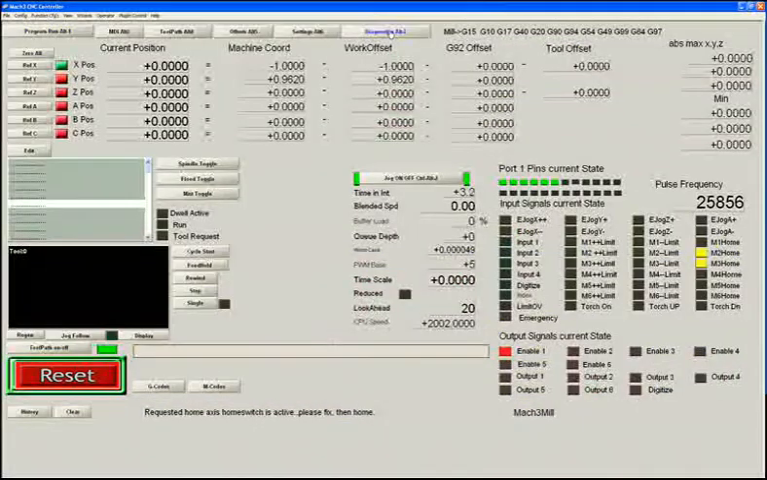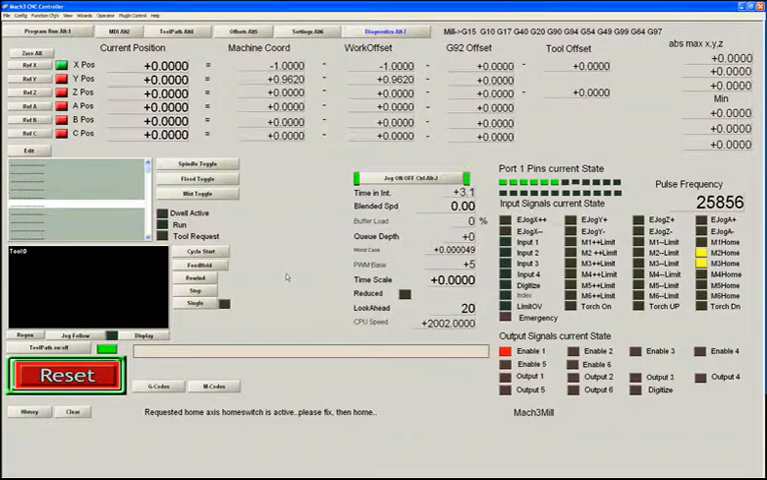There are buttons on the diagnostics page to home each axis individually. You can see that we already referenced the X-axis, therefore we have a green light beside the X saying that it is a homed axis. Now we could reference the Y-axis, and you can see that it will not home. But looking down here, we get a message that says, requested home switch is active, please fix.